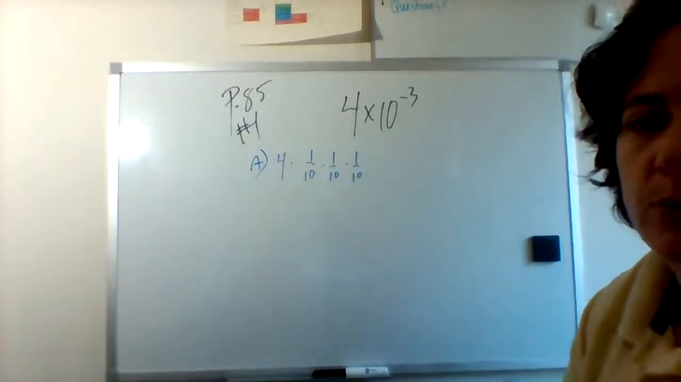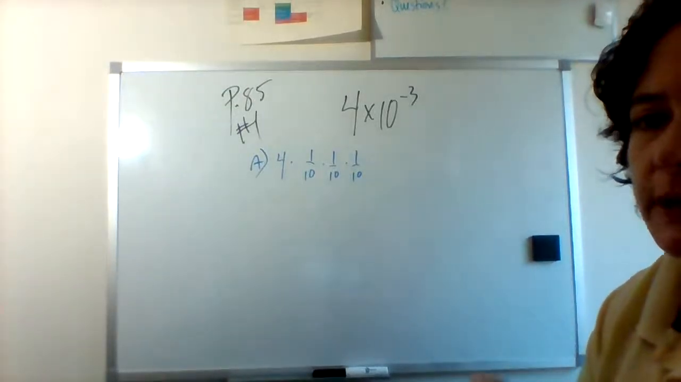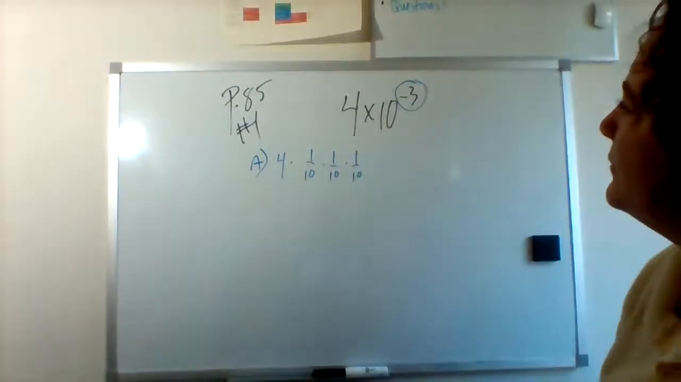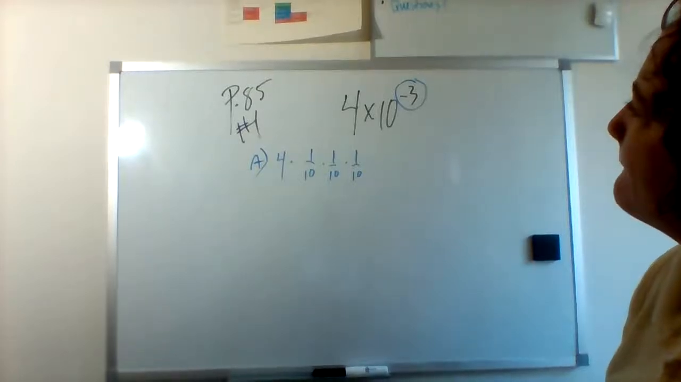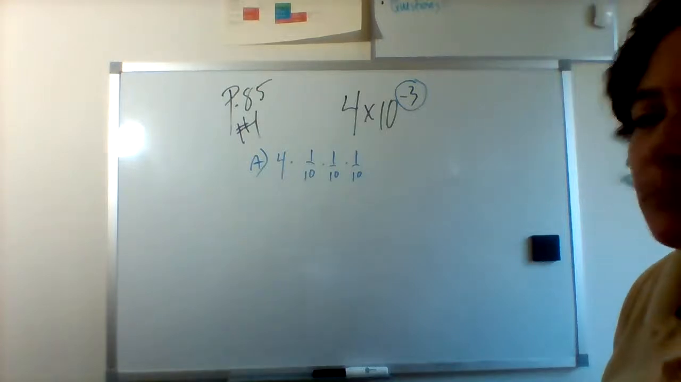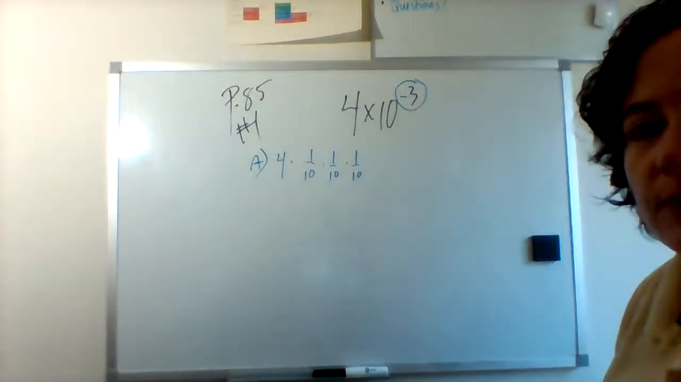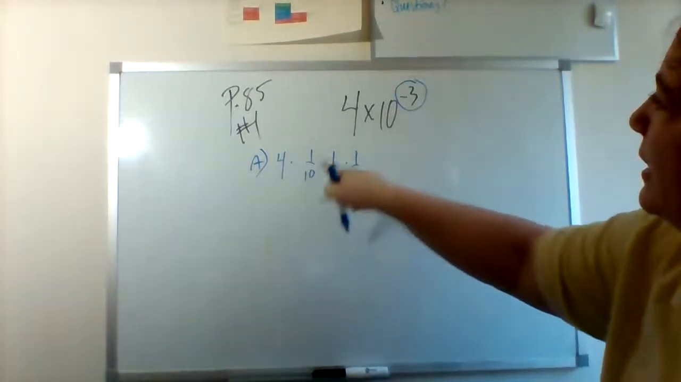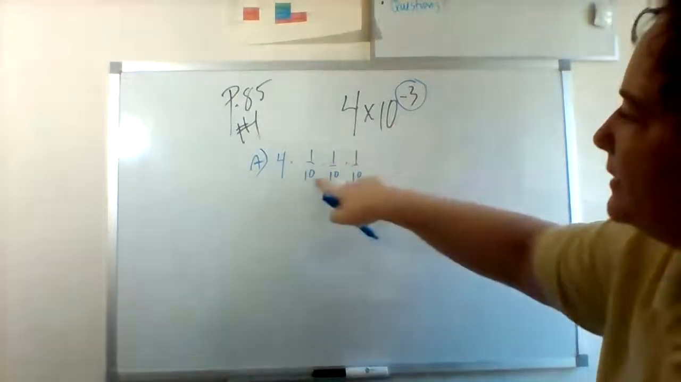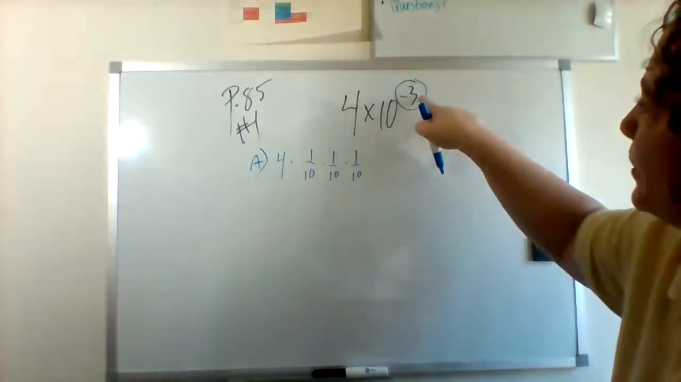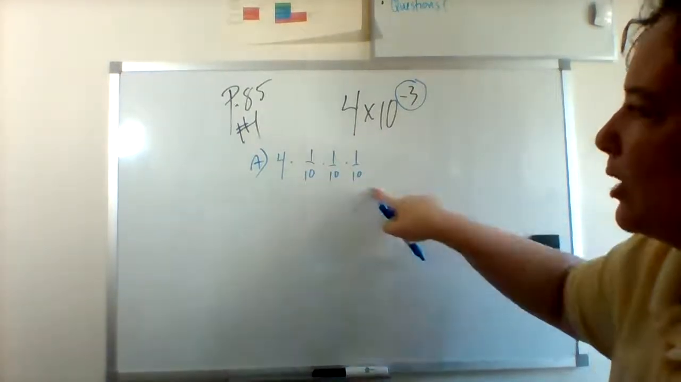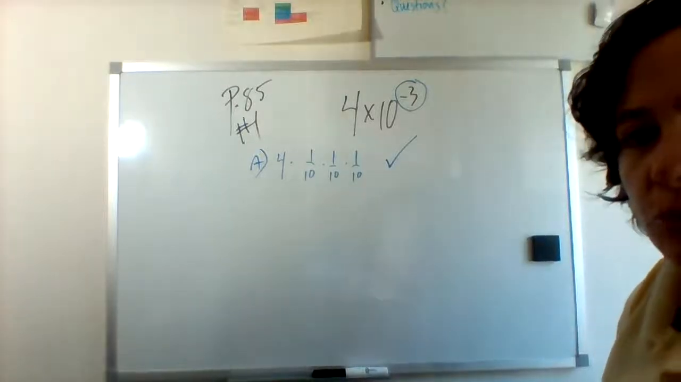Hopefully from yesterday's review, if you participated or you watched later on, you remember that right here, because this is negative, you are to take the reciprocal of the base. What would the reciprocal of the base be? The reciprocal of the whole number 10 is a tenth, and there are supposed to be 3 of them, and then the numerical factor or coefficient of 4. So yes, this is equivalent.